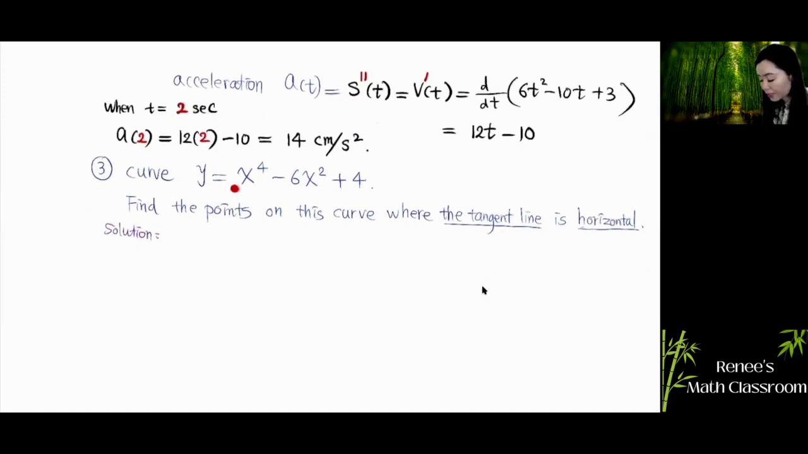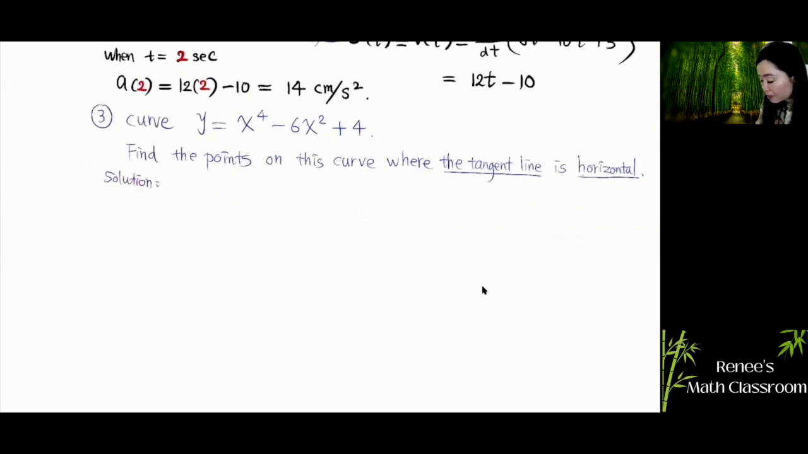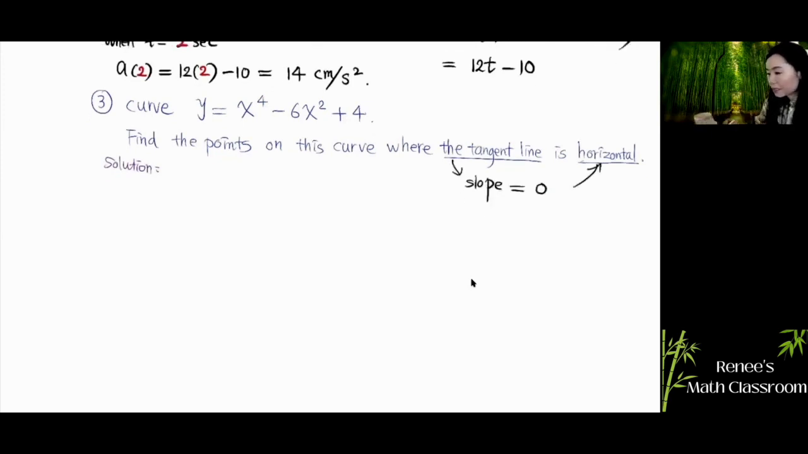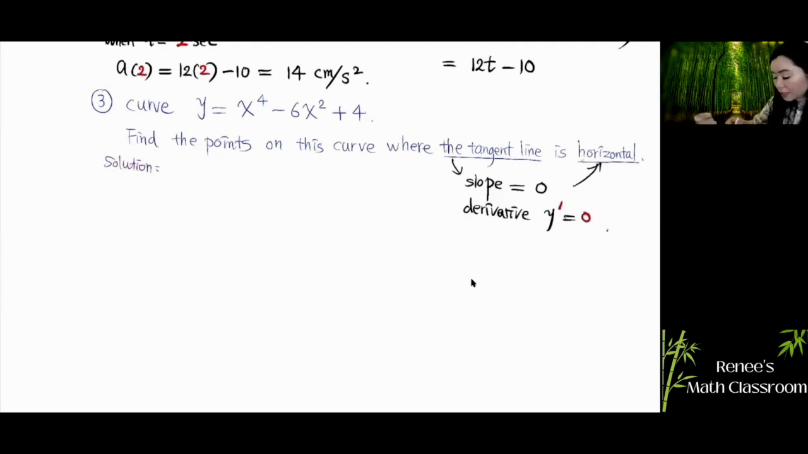Now, the next one over here is this. We're given this curve here. We try to find points on this curve where the tangent line is horizontal. So how do we do it? When we talk about the tangent line being horizontal, that means the slope of the tangent line is equal to 0, which means the first derivative will be equal to 0. So the derivative y prime over here is equal to 0. So we'll first differentiate this, find y prime, and then set that equal to 0 to find those points.